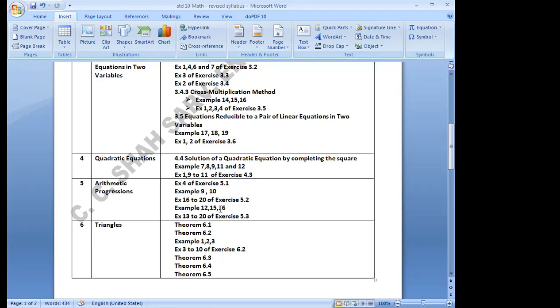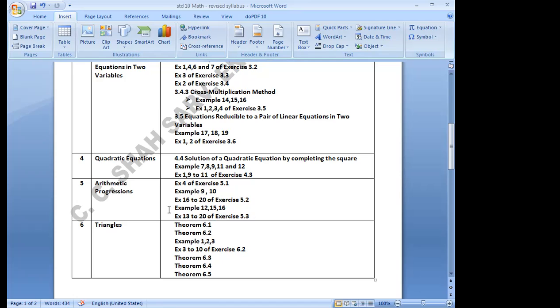112, exercise 5.3, sums 1 to 12 are included. And you can see here 13 to 20 of the exercise 5.3 is excluded. Means in this 5.3, sum number 1 to 12 you have to prepare. And 13, 14, 15, 16, 17, 18, 19, 20 of this exercise 5.3 is excluded.